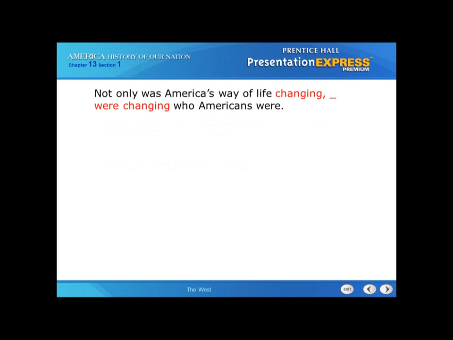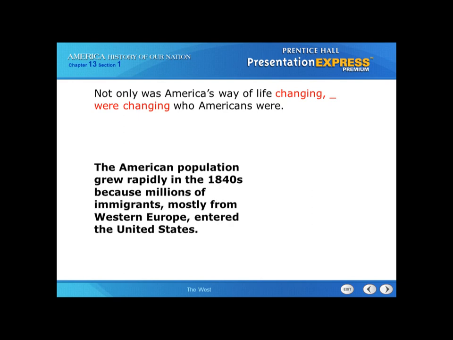Not only was America's way of life changing, and what you'd want to put in right here would be immigrants. Again, immigrants were changing who Americans were. As we go through this PowerPoint, as we did before, you're going to want to type in either before or after on the line. So again, not only was America's way of life changing, immigrants were changing who Americans were.